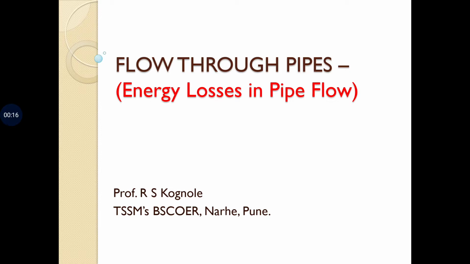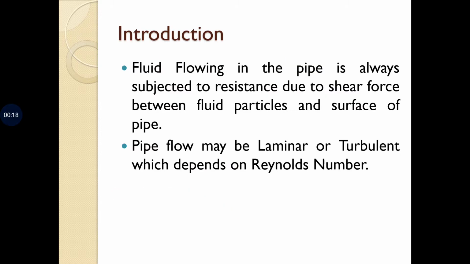Pipe is a closed conduit through which the fluid flows under pressure. Fluid flowing in a pipe is always subjected to resistance due to shear force between fluid particles and the surface of the pipe. Pipe flow may be laminar or turbulent depending on the value of Reynolds number.